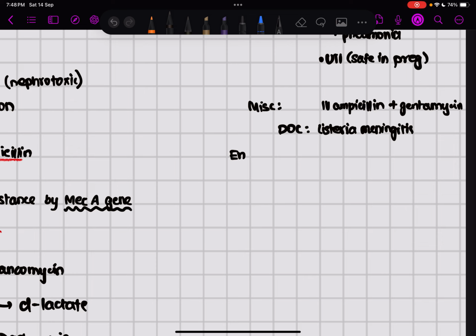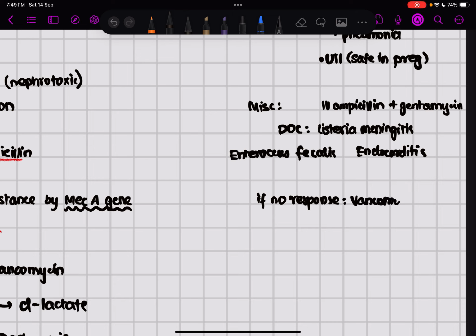and Enterococcus faecalis endocarditis. If no response, we use vancomycin plus gentamicin, because if ampicillin, this penicillin, does not work for resistant cases, we use vancomycin. That also we had seen earlier.